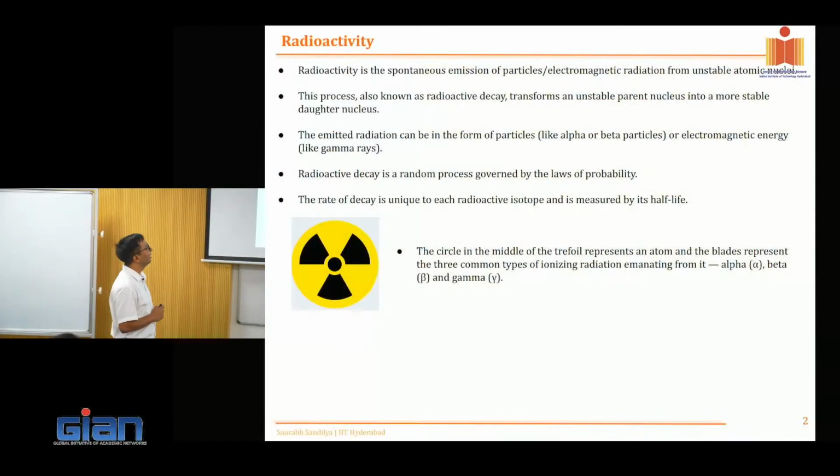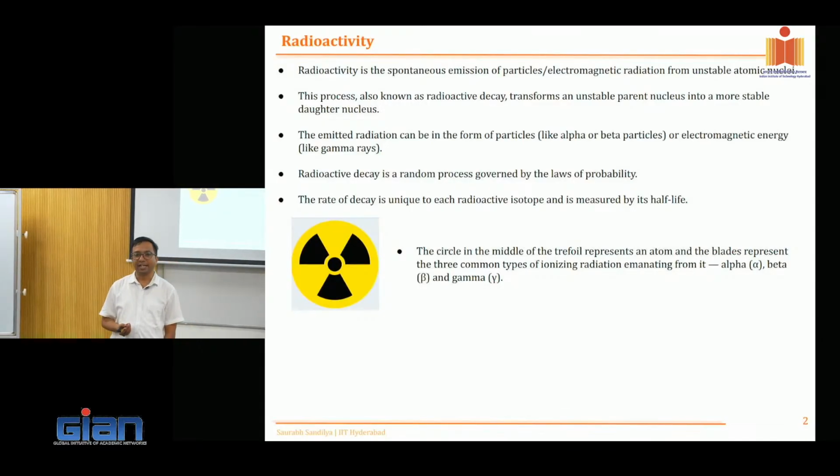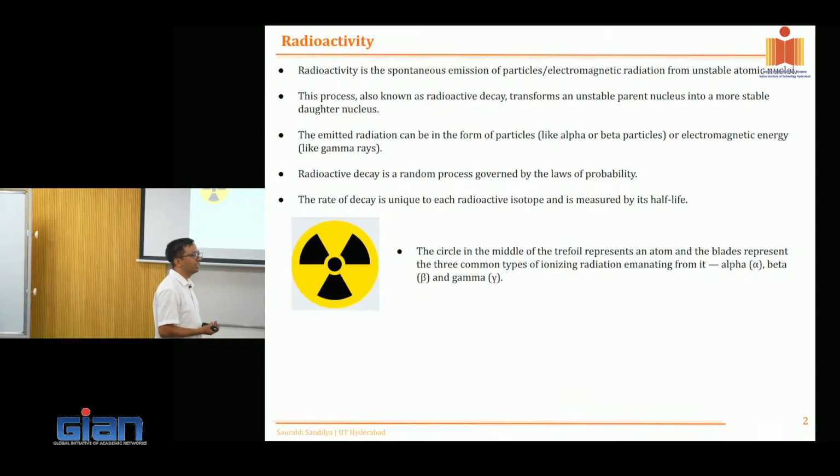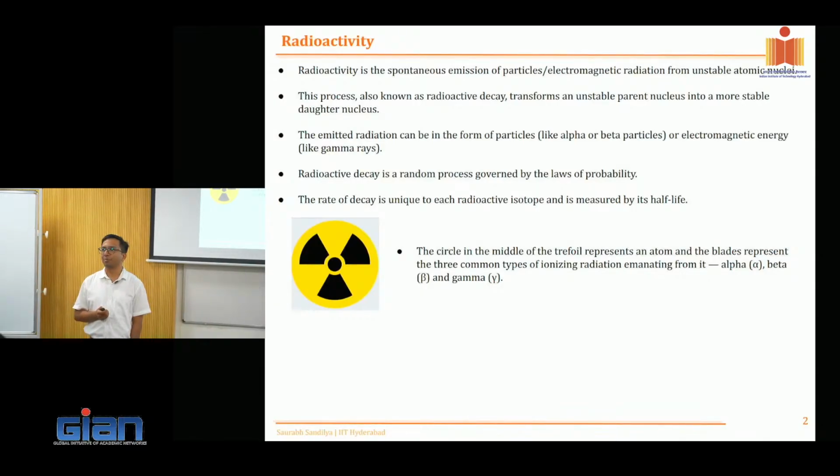Radioactivity, we know already, is a spontaneous emission of some radiation. The radiation could be charged, like alpha. What is the charge on alpha? 2 plus. Then it could be beta, which can be either an electron or a positron. And there could be some electromagnetic radiation also, like gamma. In very rare cases, nuclei also give off protons and neutrons, very close to the drip line. We'll not talk about drip lines.